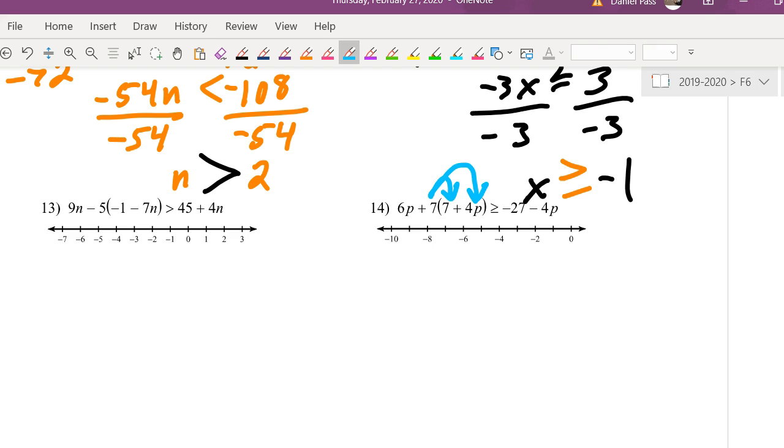Distribute first. 6p plus 49 plus something. I don't know. What's 4 times 7? You guys are so smart.